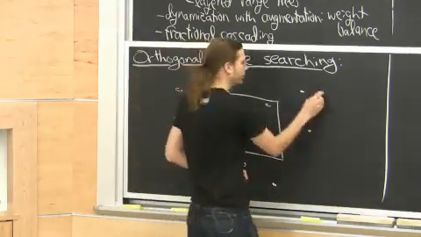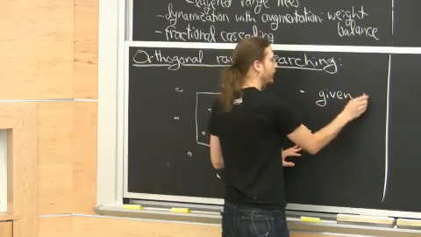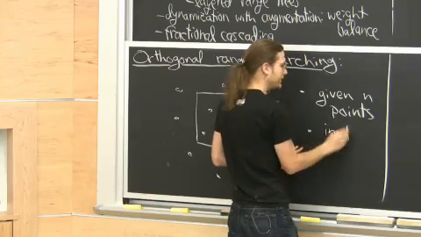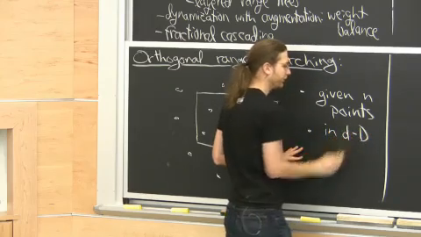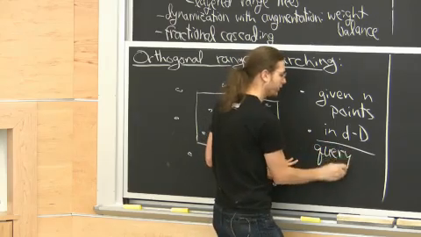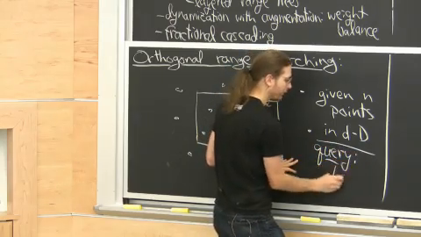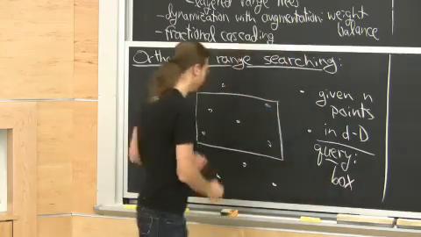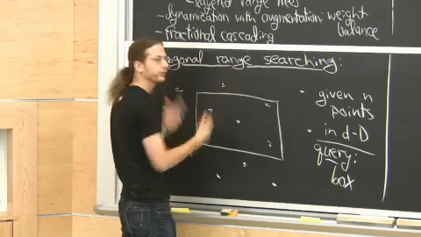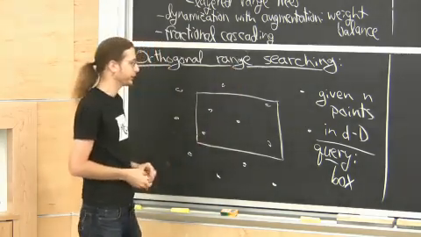So given n points in d dimensions, the query in general is going to be a box. So in 2D, it's an interval across an interval. In 3D, it's 3 intervals cross product together.